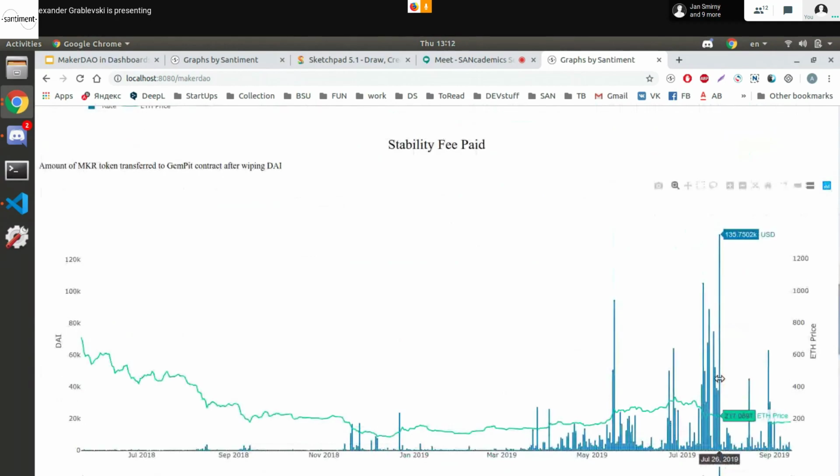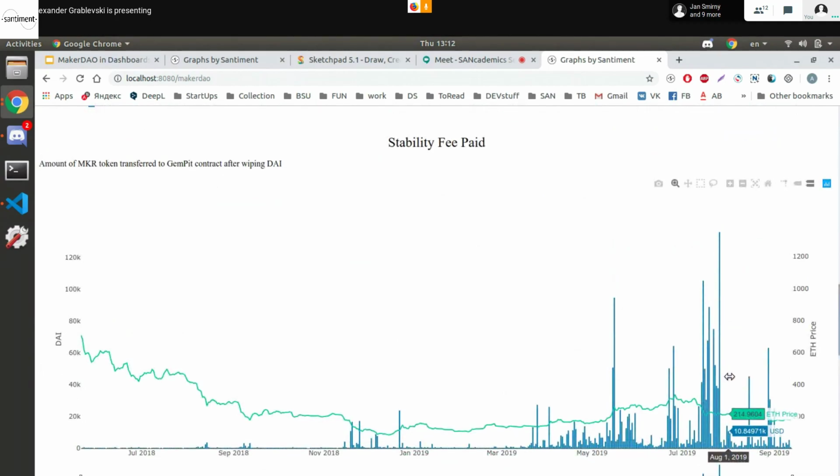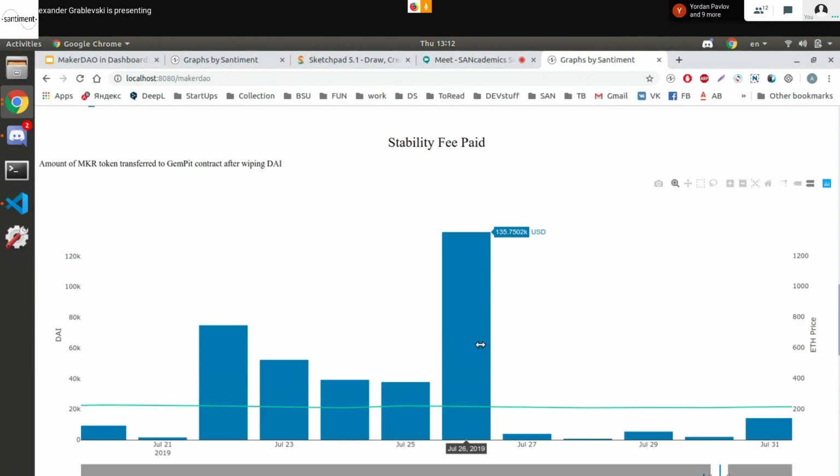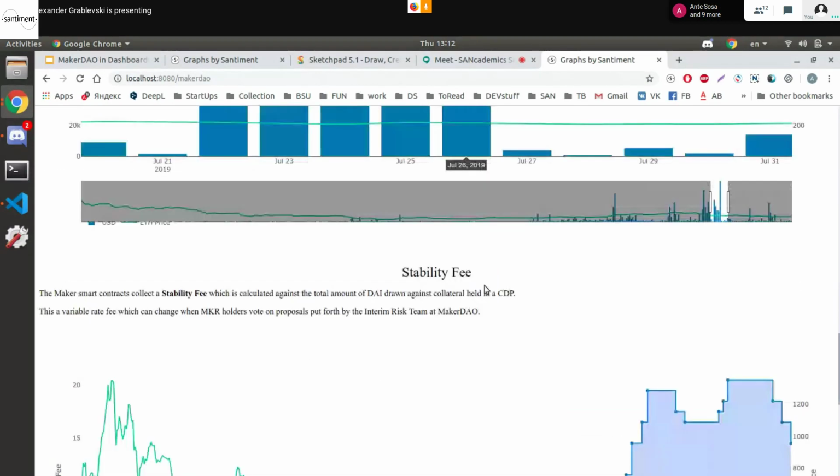And all the rest of the stats are about stability fee. So this one is stability fee paid, so actually how much stability fee was paid with DAI. And we see actually a lot of DAI goes to the Maker system. Like on this point, a lot of DAI was paid. And this thing, which is really big, was paid by a single guy who owned a very big CDP. And when he closed his big CDP, he had to pay a lot. So that's actually generated only by a single person.